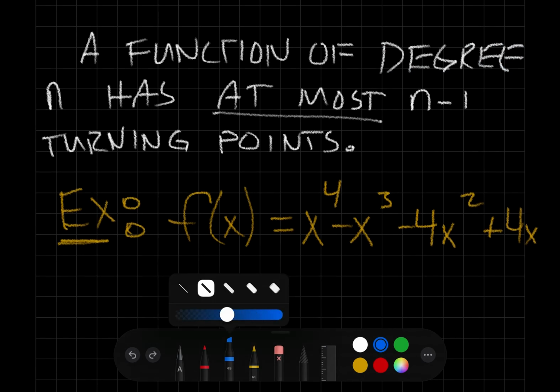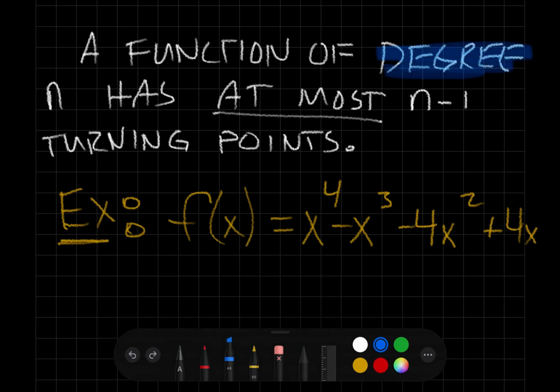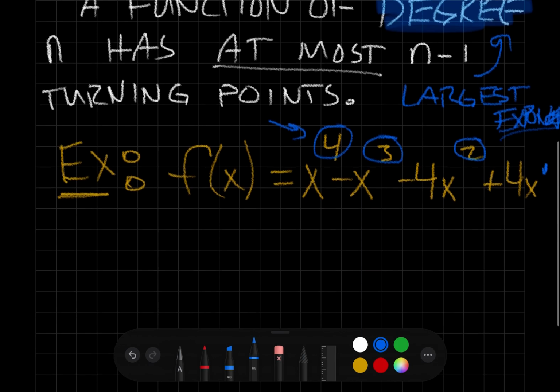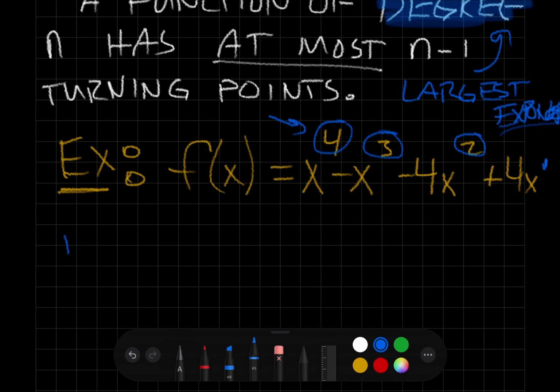Now the degree of this function, let's give you guys a little definition in case you forgot. The degree of the function is the largest exponent that you see in the function. I ran out of room to write exponent. Your notes better be better than mine, guys. So here we have exponents 4, 3, 2, and then this invisible exponent of 1. So because 4 is the largest exponent, the degree of this function is 4.